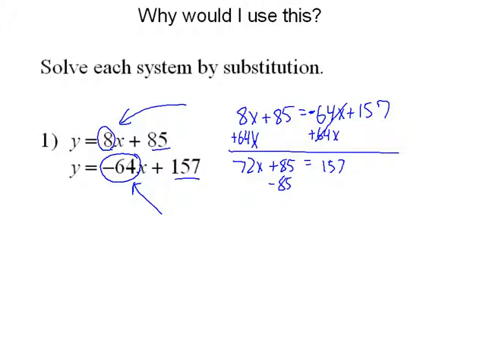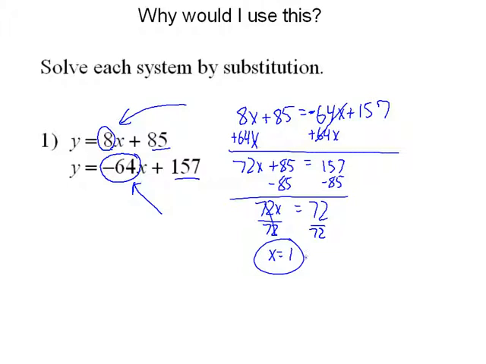Then I'm going to subtract the 85. Get that on this side. I have 72x left over here. I got 157 minus the 85. I believe that comes to 72. And then I'm going to divide by that 72 to get x completely by itself. 72 divided by 72 works out very nicely to 1.